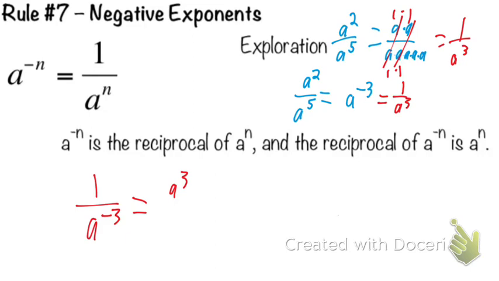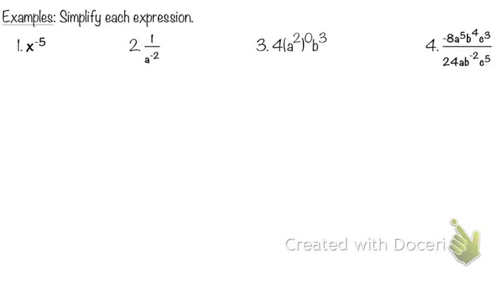All right, so continuing on, let's go to the next page. x to the negative fifth. Hey, there's a negative exponent. We don't want it to be negative though. So what do we do? We flip it. We send it downstairs. So this becomes what? 1 over x to the fifth.